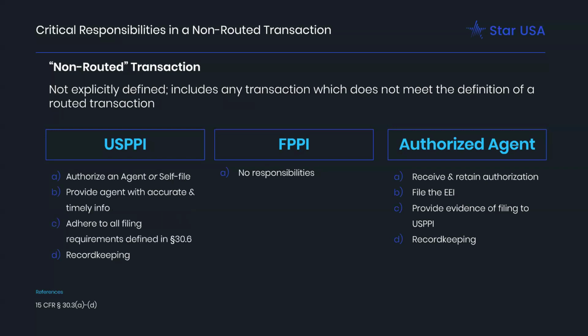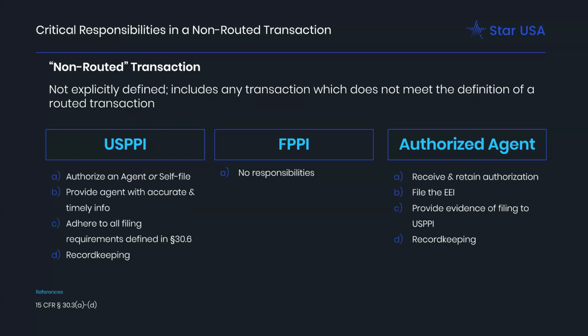And we're going to move into the non-routed transactions. Since these are not explicitly defined, it does include any transaction which does not meet the definition of a routed. And in a non-routed transaction, the USPPI has the responsibilities of authorizing an agent or self-filing. They have the responsibility to provide the agent with accurate and timely info. They must adhere to all filing requirements defined in 30.6, and they have record-keeping responsibilities. In a non-routed transaction, the FPPI has no explicit responsibilities under the foreign trade regulations. The authorized agent, meanwhile, has very similar responsibilities: receive and retain the authorization, file the EEI, and provide evidence of filing to the USPPI, as well as record keeping.